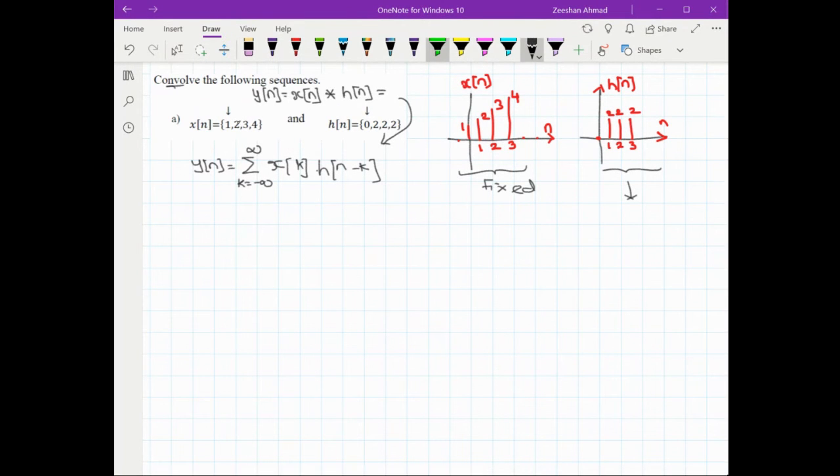So the first step is that I need to rewrite this x of n and h of n in terms of k. How will we write it? It is quite simple. We will change the index. So instead of this one, this is x of k, and my index from n becomes k. Same here, this will be h of k.